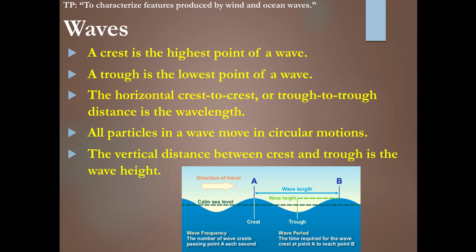All particles in a wave, they move in circular motions, and the vertical distance between the crest and the trough is the wave height. And your wave height can depend on many factors. The wave heights can be very small on the North Shore. They could be a little bit bigger on the South Shore, even bigger on the West Coast.